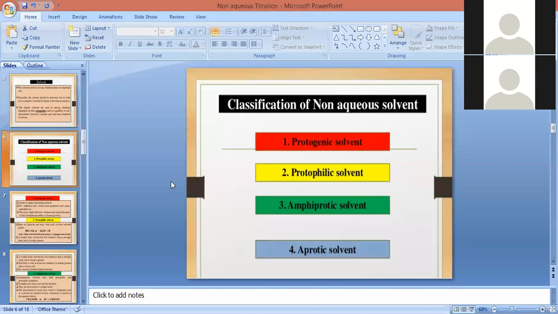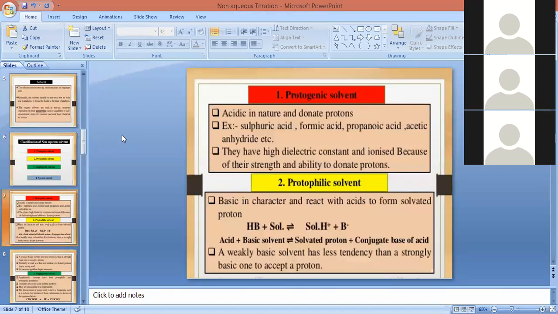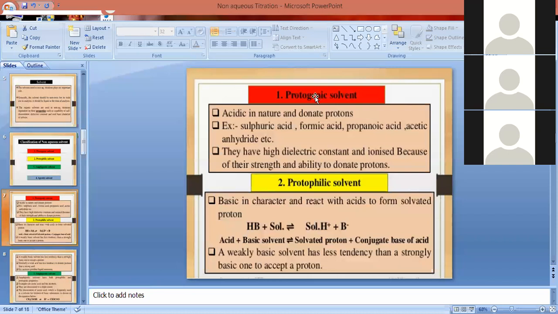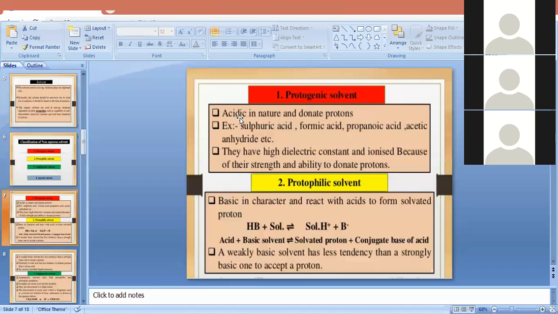Mainly, non-aqueous titration follows the Lowry-Bronsted law. According to the Lowry-Bronsted law, an acid is a substance which donates the proton and a base is a substance which accepts the proton. Depending upon this, the classification of non-aqueous solvents has been done. So let's see one by one. The first non-aqueous solvent is the protogenic. The name itself indicates: genic means producing. It will produce the H plus ion or donate the H plus ion. Therefore, it is acidic in nature.